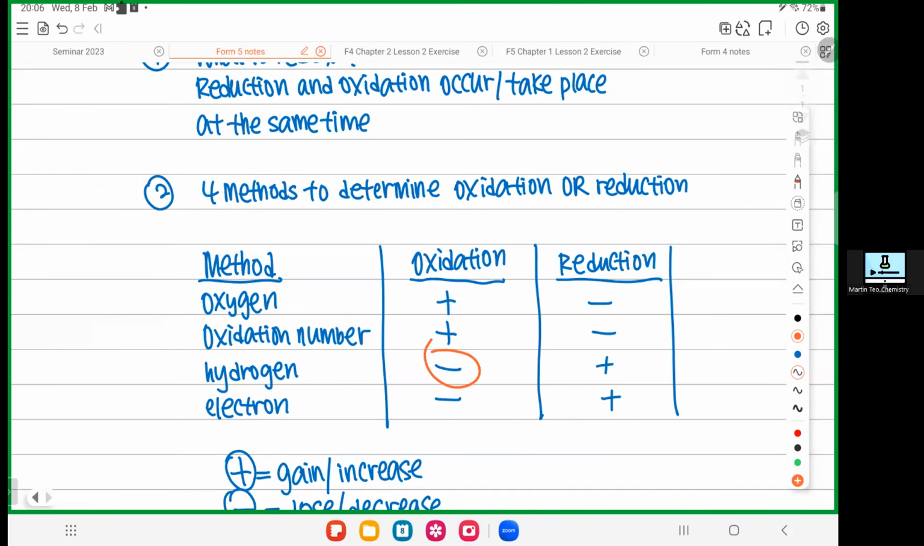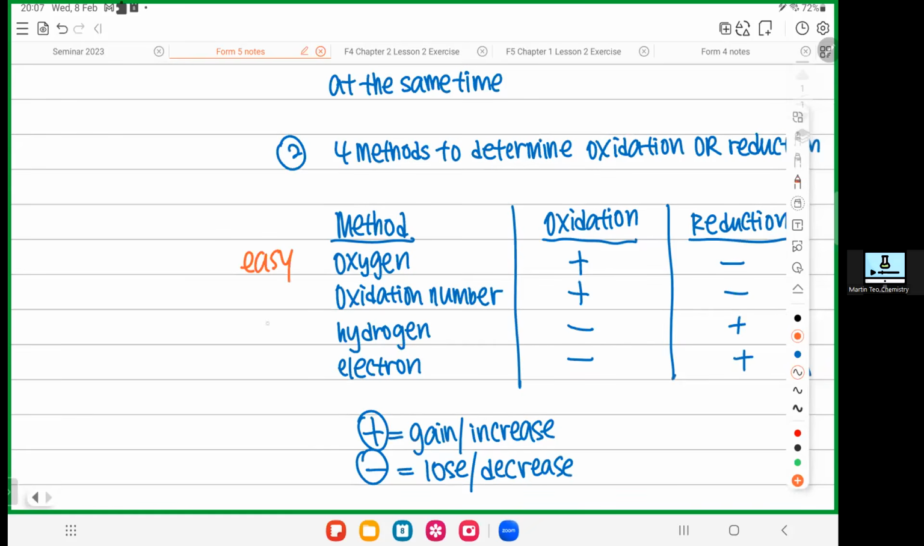Plus means gain. So if you gain oxygen, if the oxygen is getting more and more, it is oxidation. If the oxygen is getting lesser and lesser, it is reduction, and so on. So I told you these 4 methods. The oxygen method is very easy. Hydrogen method is very easy. Oxidation number method and electron method are hard.